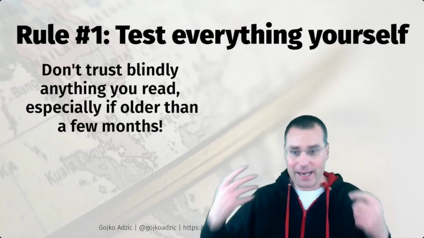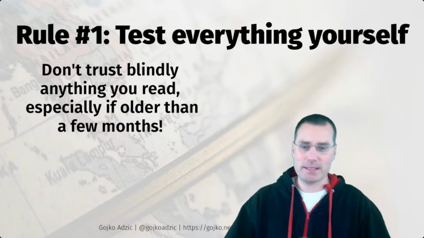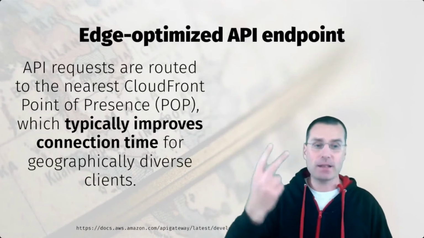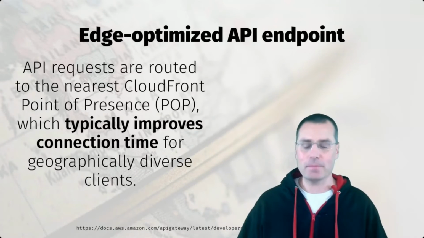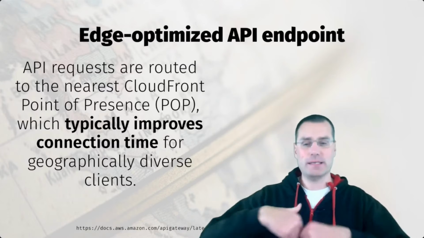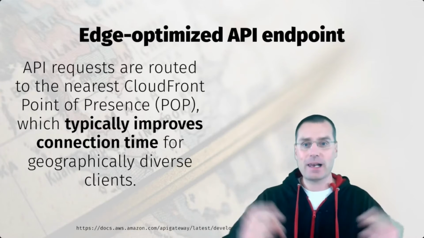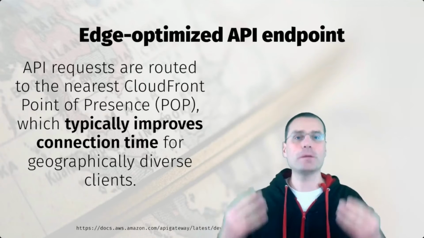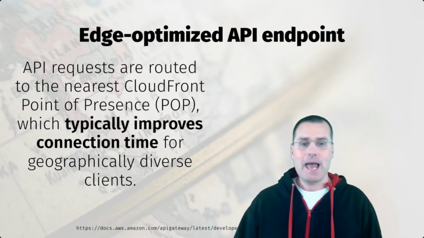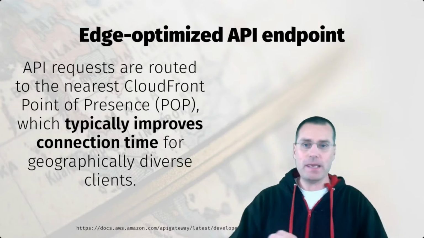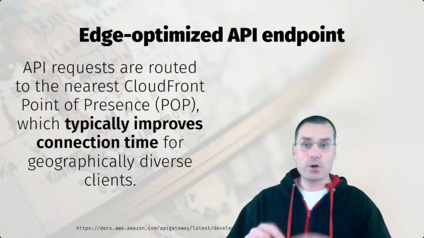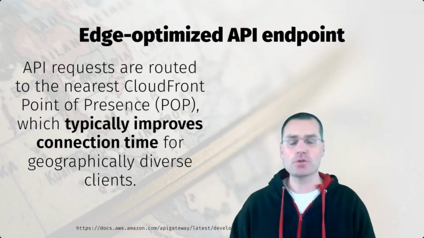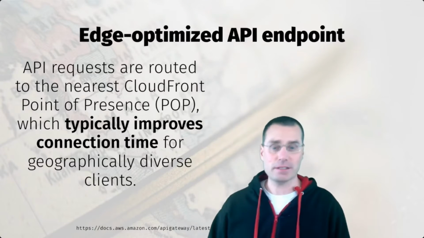One thing that I really encourage people to test, where there's a lot of misunderstanding, is how to deploy APIs. For example, there are 2 ways of deploying APIs backed by Lambda functions. One is to deploy it in a region, and have clients connect directly to that region. And the other is to deploy what Amazon calls edge optimized endpoints, which means that your API will be deployed in one region, but the routing will go through Amazon's CloudFront points of presence, which they say typically improves connection time for geographically diverse clients.